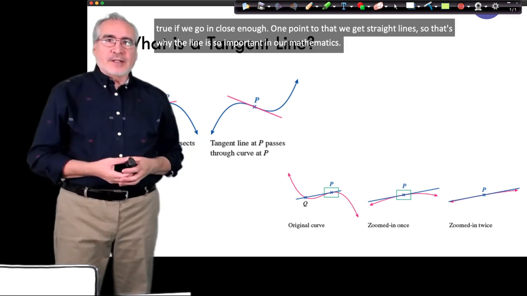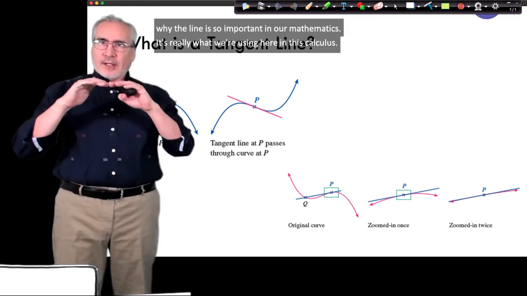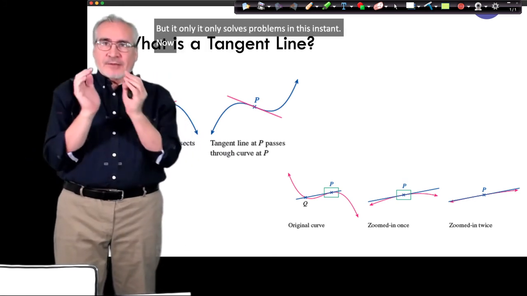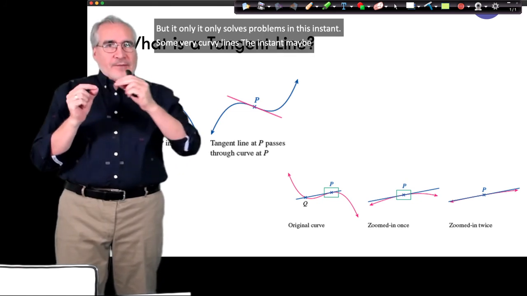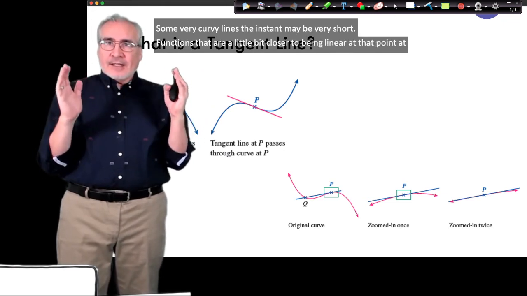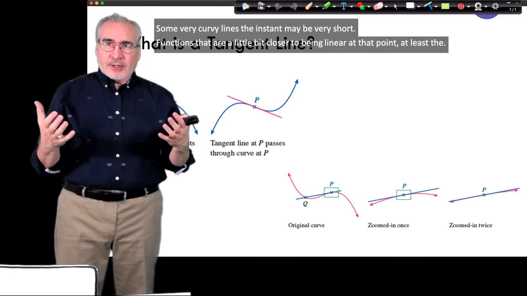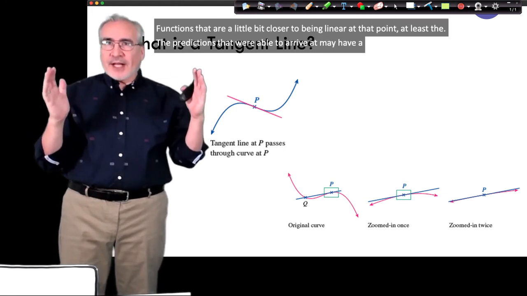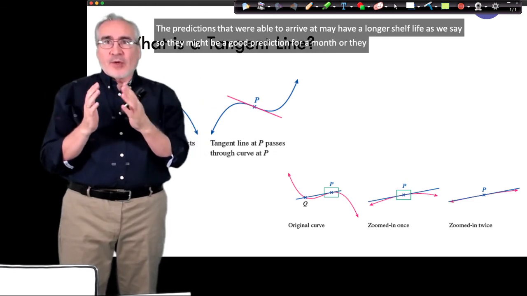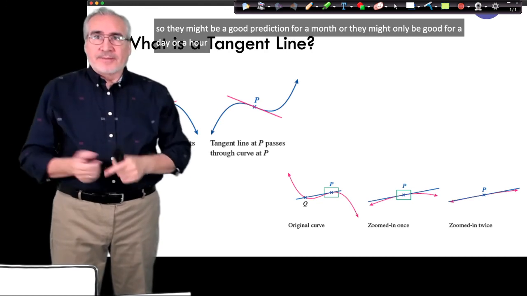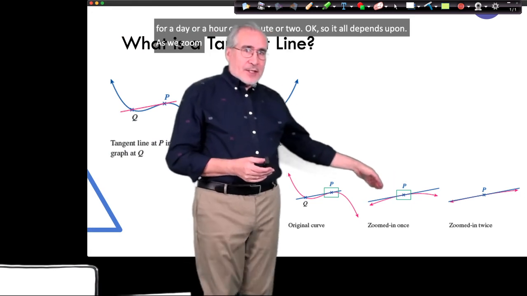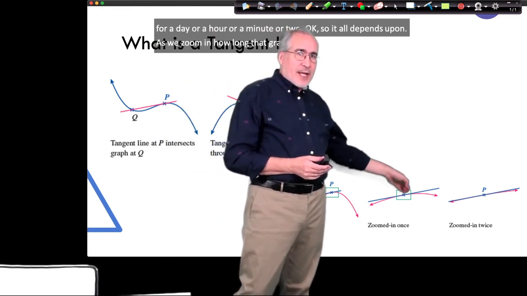It's really what we're using here in this calculus. But it only solves problems in this instant. Now, with some very curvy lines, the instant may be very short. With functions that are a little bit closer to being linear at that point, the predictions that we're able to arrive at may have a longer shelf life, as we say. So they might be a good prediction for a month, or they might only be good for a day, or an hour, or a minute or two.